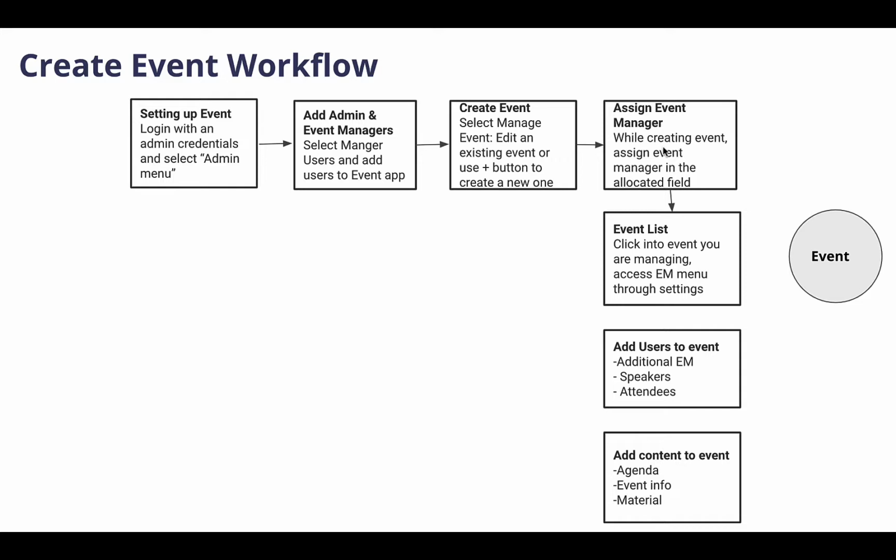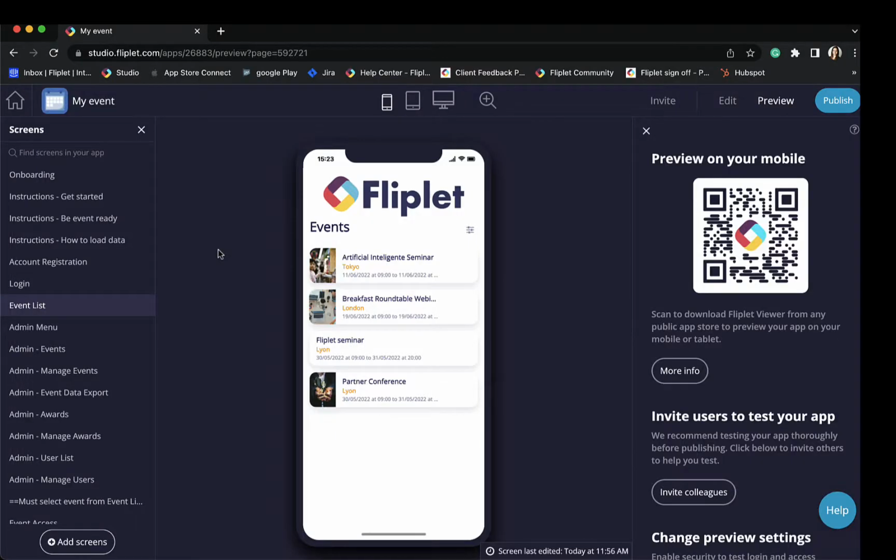Now what we will do is jump back into Studio and give you a bit of an overview of what the next steps are as an event manager and how we bring the event to life in the template. I am back on my events list, logged in as an event manager. Again, my list here will only show me events that I have access to, events that are open, or events that I have been assigned as an event manager to.